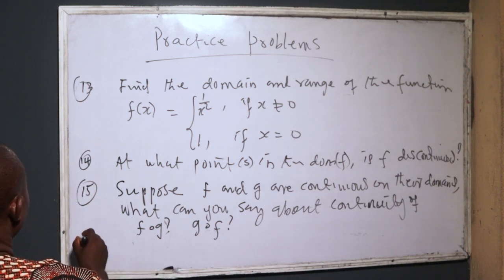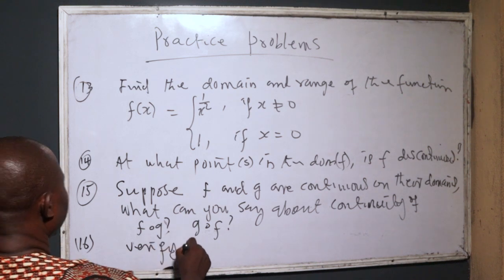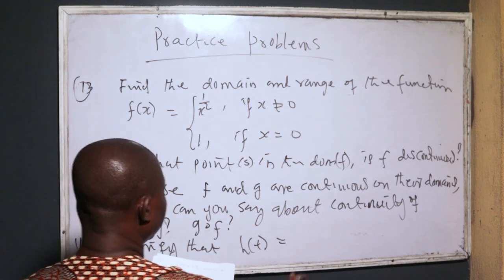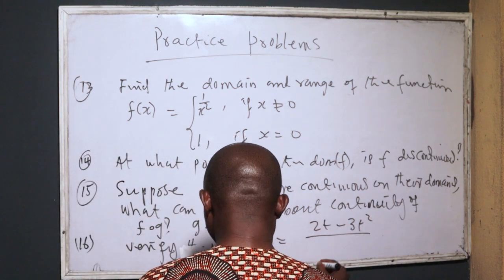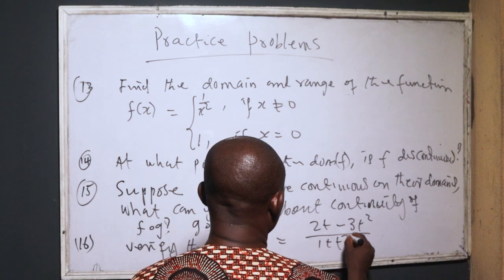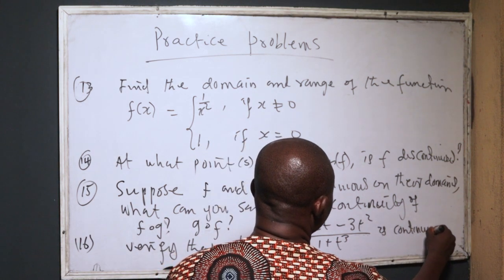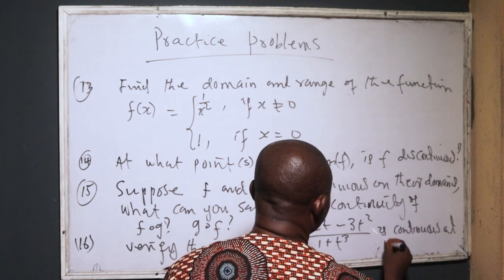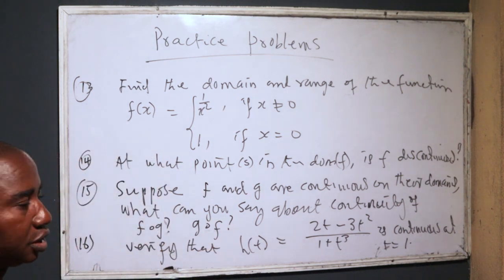This one says verify that the function h of t equal 2t minus 3t squared divided by 1 plus t to the 3 is continuous at the point t equal 1. Try to show continuity of this function at the point t equal to 1.